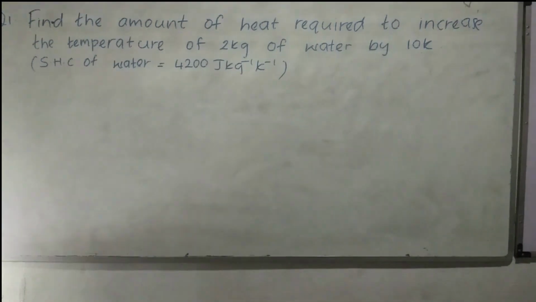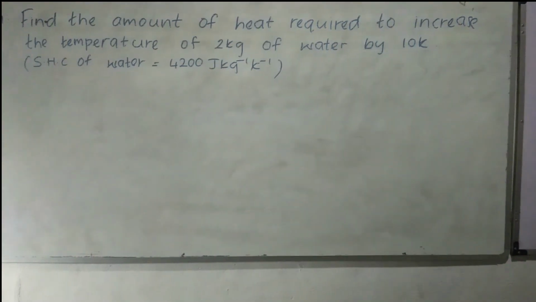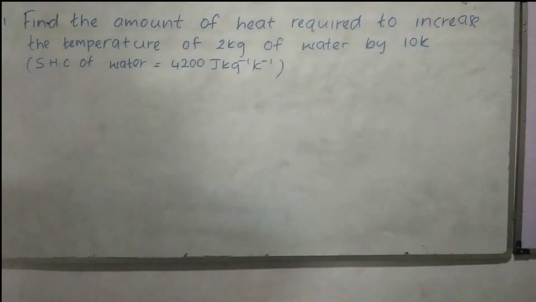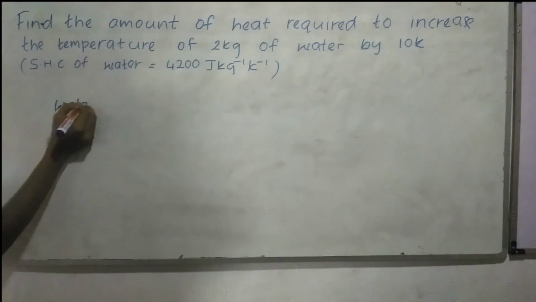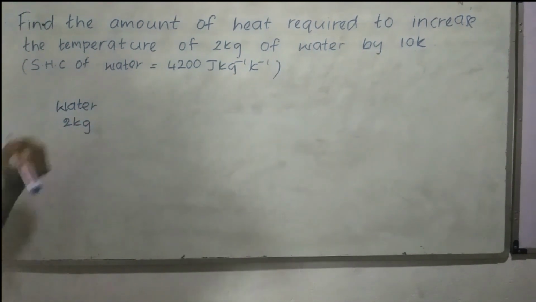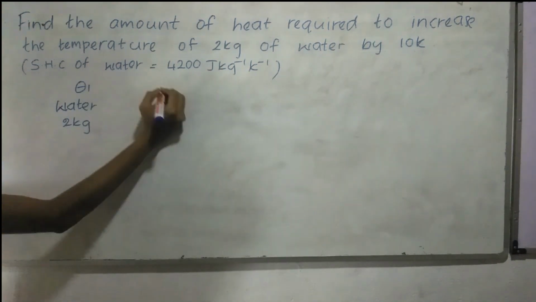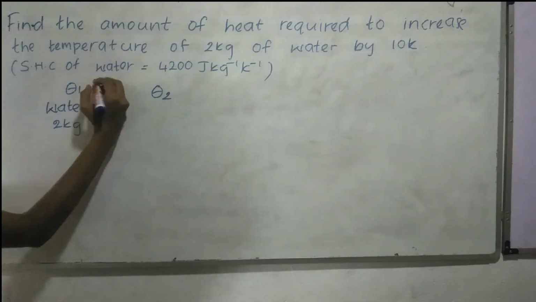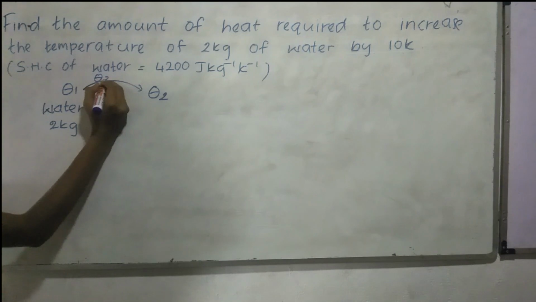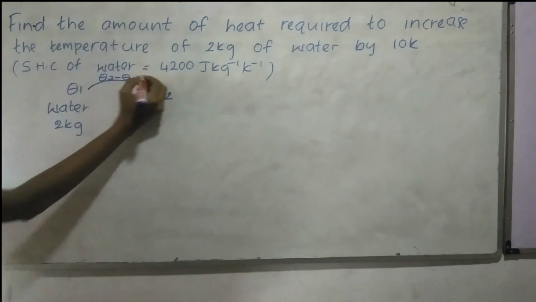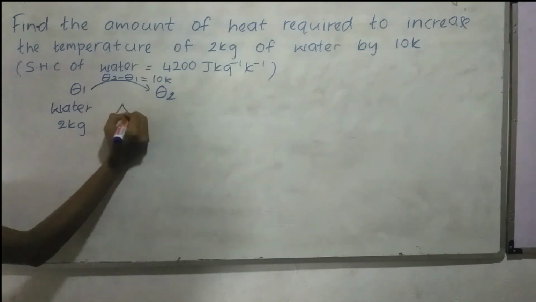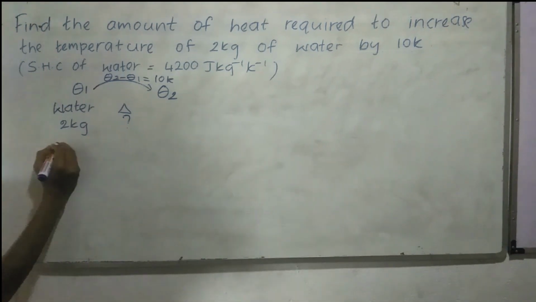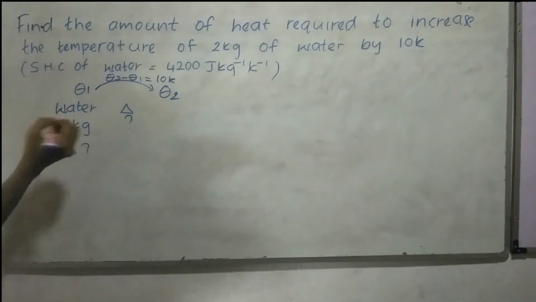First question: find the amount of heat required to increase the temperature of 2 kilograms of water by 10 Kelvin. We have water, 2 kilograms. We don't know the initial temperature or the final temperature, but we know the temperature increase, theta 2 minus theta 1, that is 10 Kelvin. They are asking us to find the amount of heat supplied, that means Q.